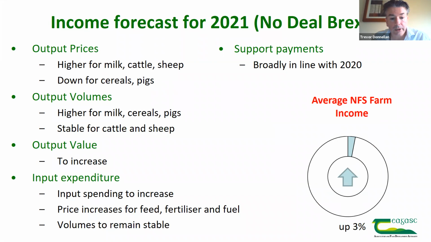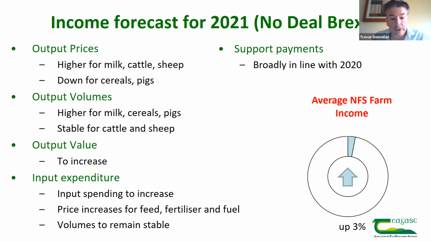What does all that mean in terms of the average farm income? Well, we've just seen here that in terms of output prices, we're talking about higher prices for milk, cattle and sheep, lower prices for cereals and pigs. In terms of production volumes, we expect those to be higher in 2021 for milk, cereals and pigs, whereas they should be stable for cattle and sheep. And taking all of those together, that would mean that the output value of agriculture would increase in 2021 compared to 2020. Against that, we also expect the input expenditure in 2021 to increase.